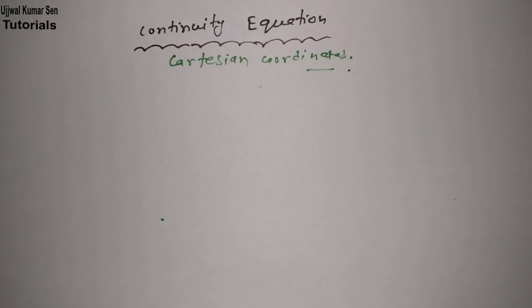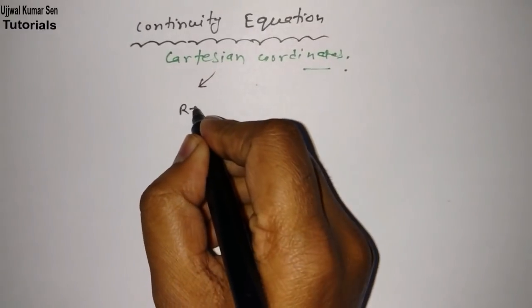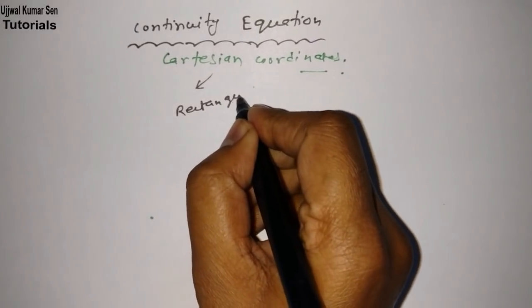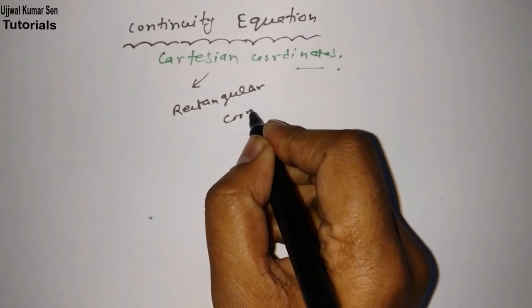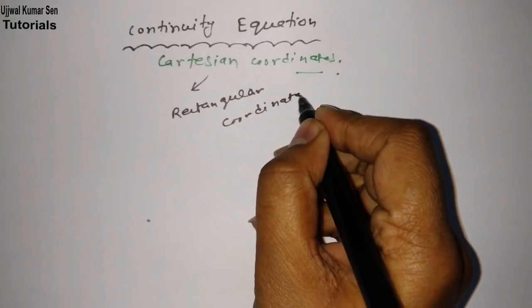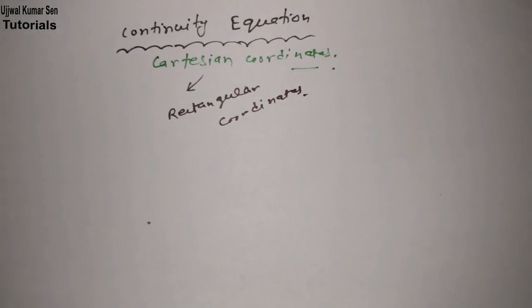This is Ujjwal Kumar Sen, and in this video tutorial I am going to share with you how to derive the continuity equation for Cartesian coordinates. Probably you have seen this as rectangular coordinates, because Cartesian coordinates are also known as rectangular coordinates. That's why I have seen in many books they have called this rectangular coordinates.